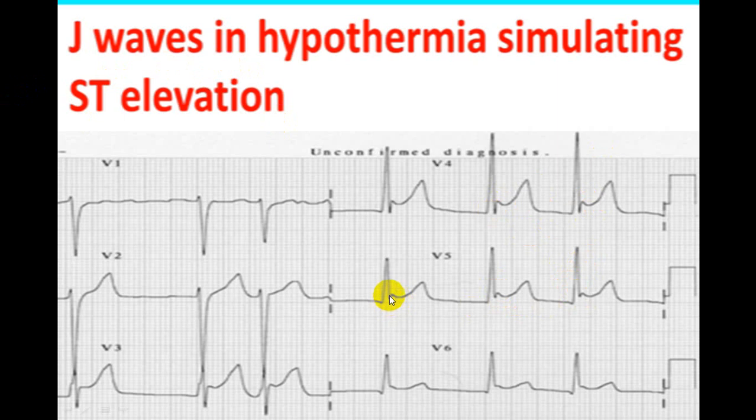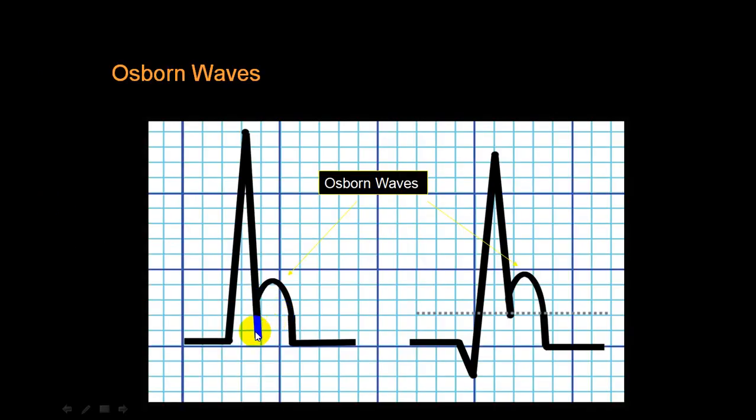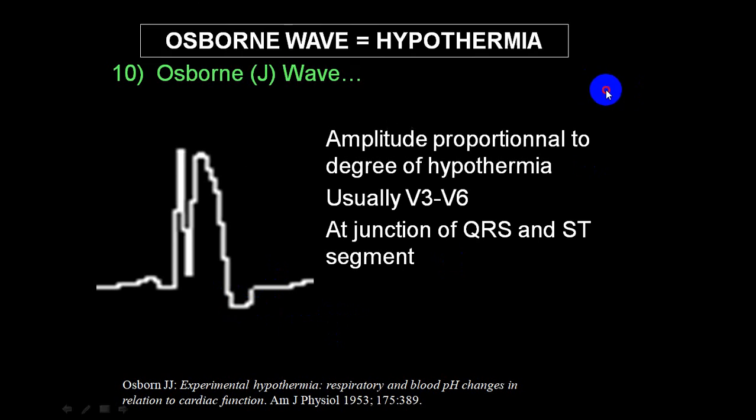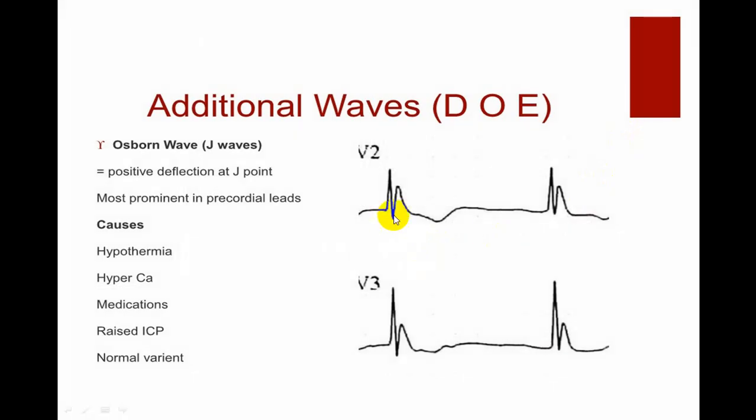When you see a J point elevation with a typical wave, this wave is called the Osborn wave. We'll show you in another one. You can see here, this is the J point, and then this is an elevation of that particular wave. This is called the typical Osborn wave, which you will see in the chest leads, characteristically V3 to V6. You can see again a J point, and this is an Osborn wave with T wave inversion. That is characteristic of hypothermia. You can see here a typical Osborn wave.